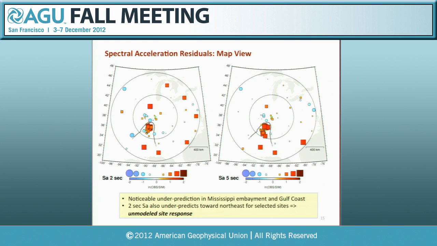We now look at this in terms of a map view. 2 seconds spectral acceleration is shown on the left, 5 seconds is shown on the right. Some very clear trends: obviously the Mississippi embayment and also these Gulf Coast sites show very strong underprediction, so those are excluded from this model. In general, at 5 seconds period, the match is pretty good across all the distances. At 2 second spectral acceleration, we see some high sites and some low sites as well, and I attribute this to unmodeled site response at those particular locations.